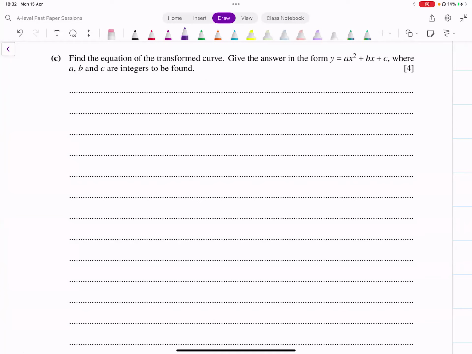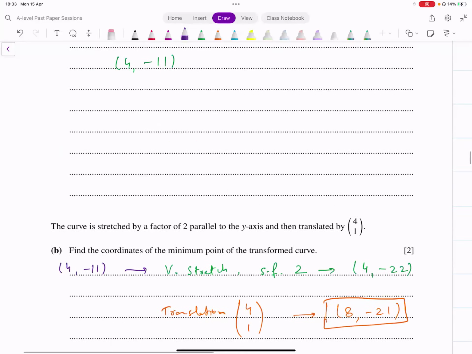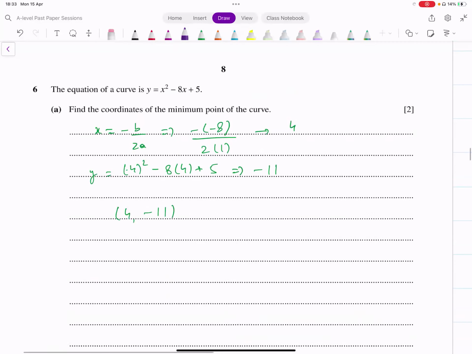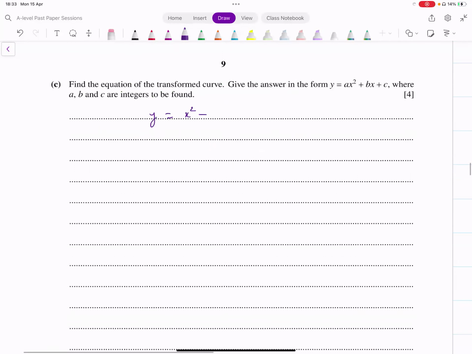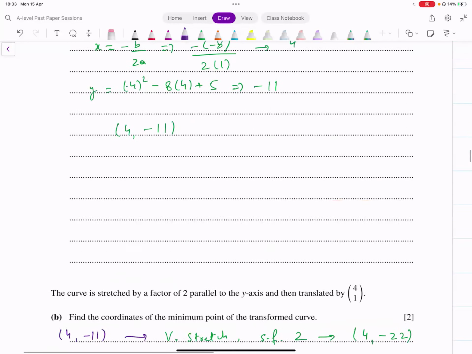Okay. All right. Find the equation of the transformed curve. Give the answer in the form y equals ax squared plus bx plus c, where a, b, and c are integers to be found. Okay, so the curve is y equals x squared minus 8x plus 5.